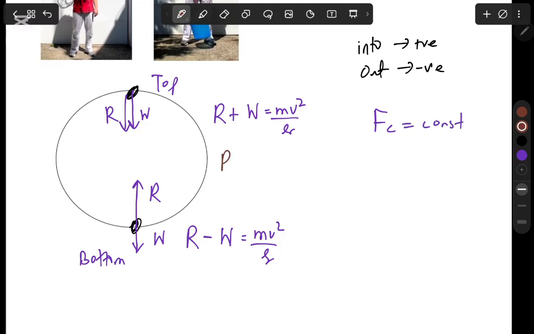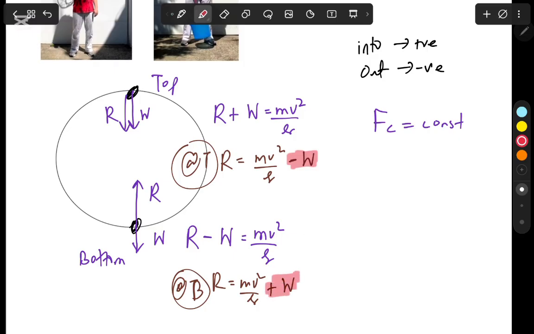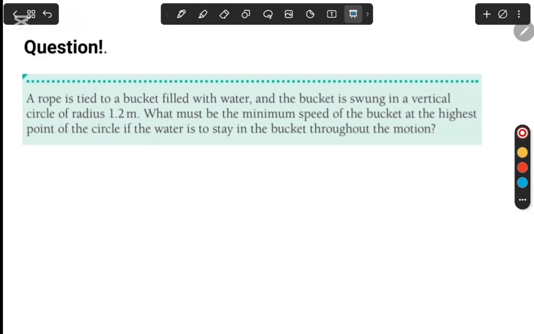I'm going to make the reaction force the subject in both of the formulas, and we're going to get these as the equations. So you can notice, it's actually the other way around, my bad. This is at the bottom, this is at the top. You can notice at the top we're subtracting weight, and at the bottom we're adding weight. So reaction force at the top will be minimum, and at the bottom will be maximum. So it's going to change. So read this very carefully.